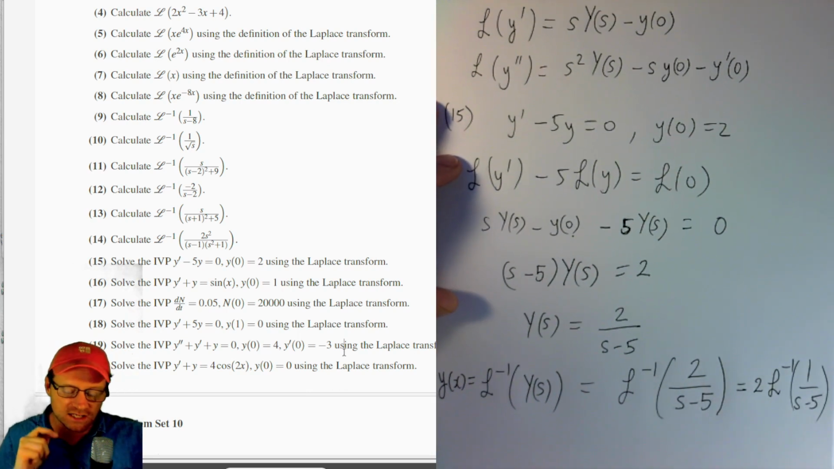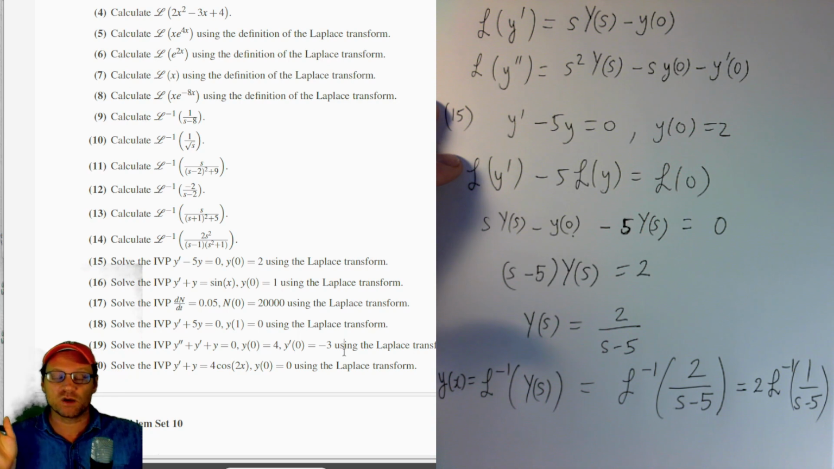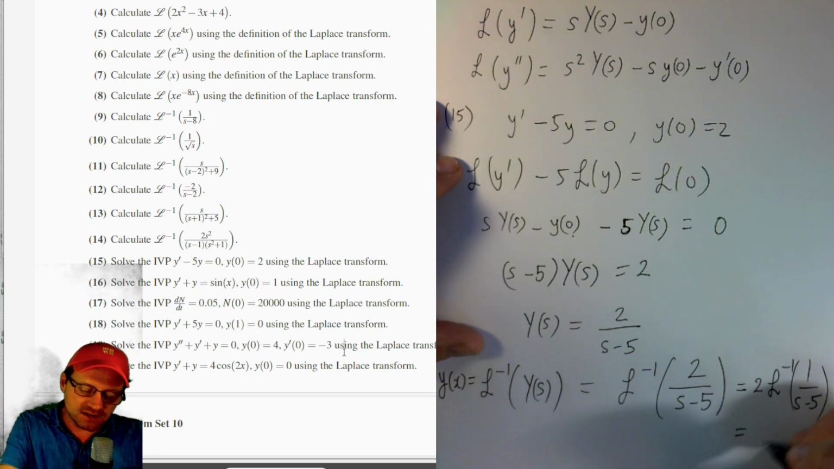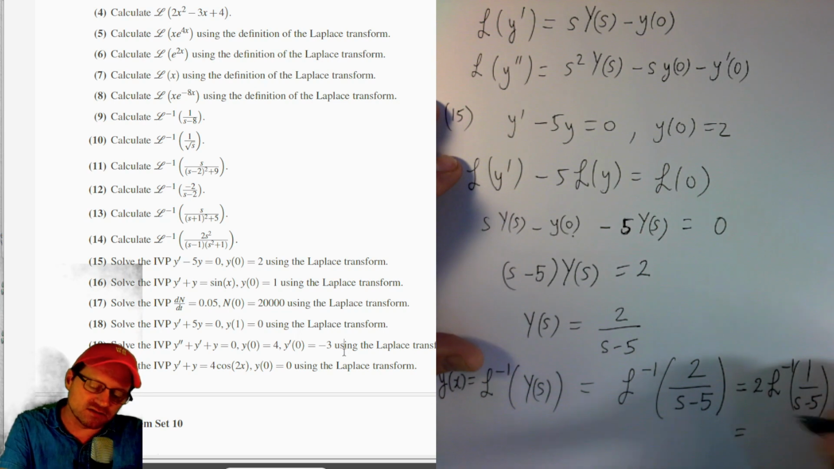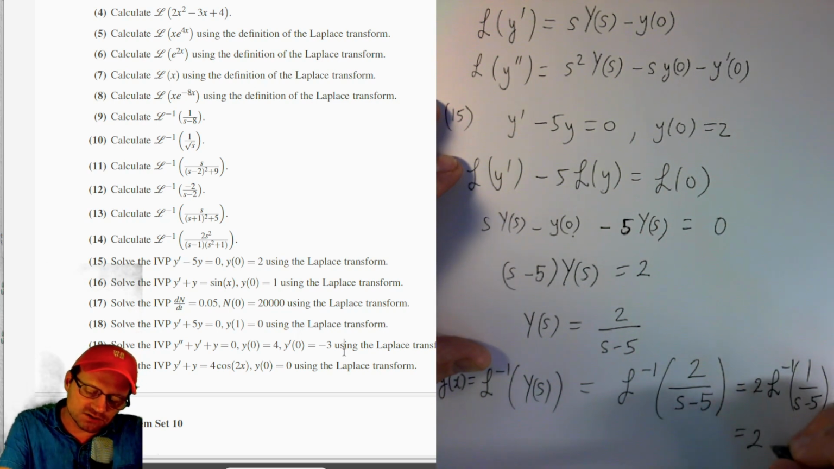And the inverse Laplace transform of 1 over s minus 5 is e to the 5x, if we're doing this in terms of x rather than t. So 2e to the power of 5x.